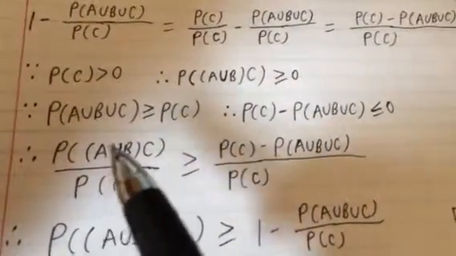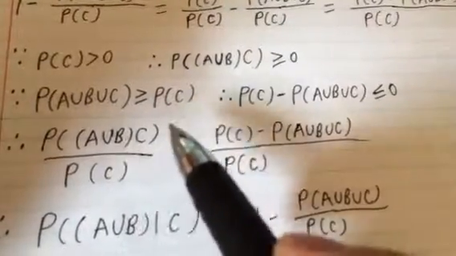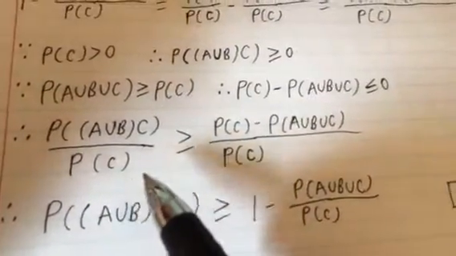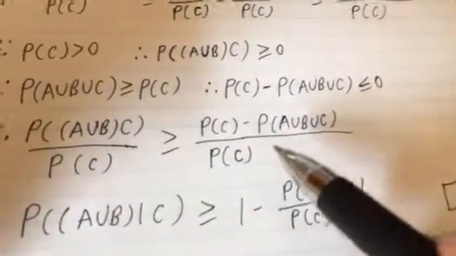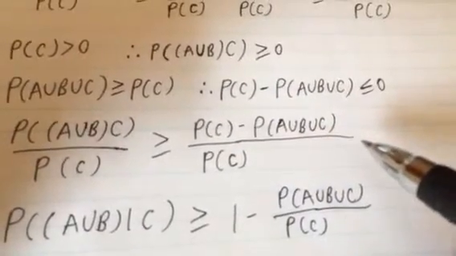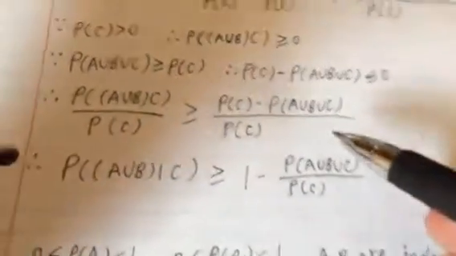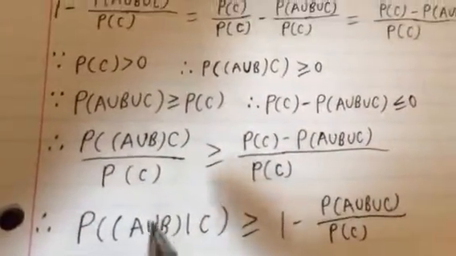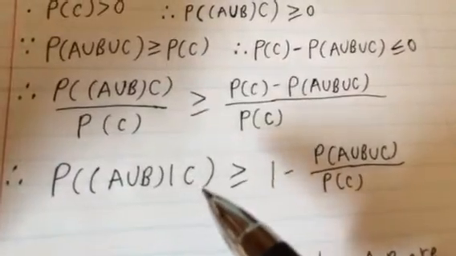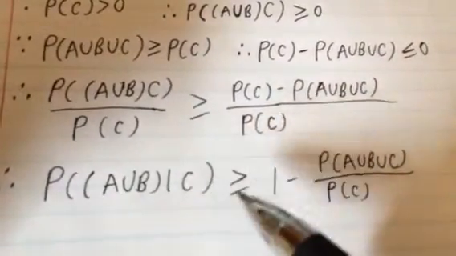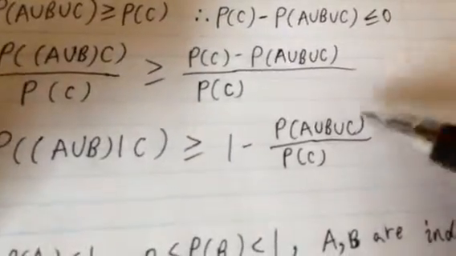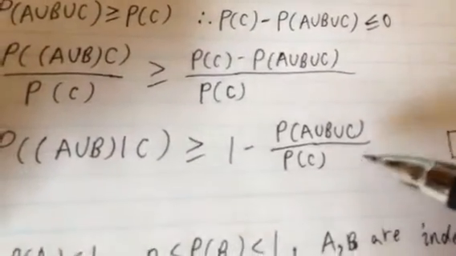so we can get that the probability of the intersection of C and the union of A and B over the probability of C is bigger than or equal to the probability of C minus the probability of the union of A and B and C over the probability of C. So going back to the original, we can see that we have proved that the probability of the union of A and B, assuming C, is bigger than or equal to 1 minus the probability of the union of A and B and C over the probability of C.